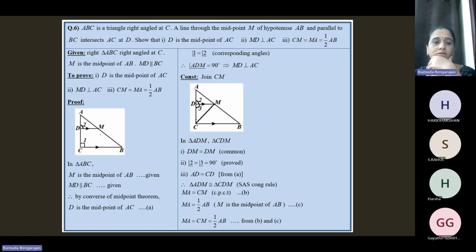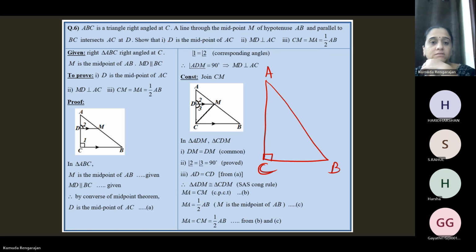So here it's a right triangle ABC, right angle at C. That's why we put C here. You don't mark A, B, C; you mark A, C, and B, because C is the vertex containing the right angle.